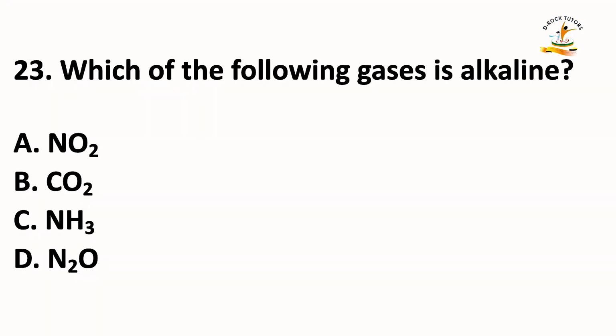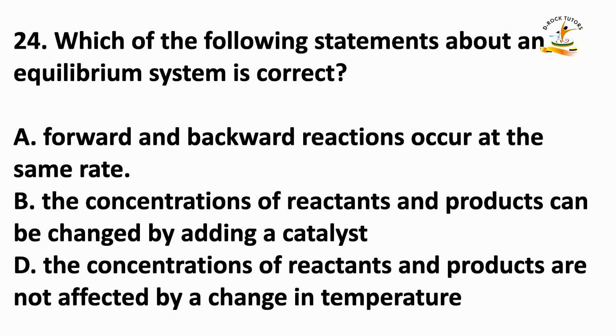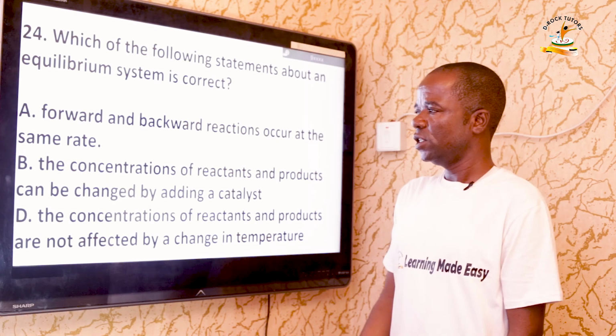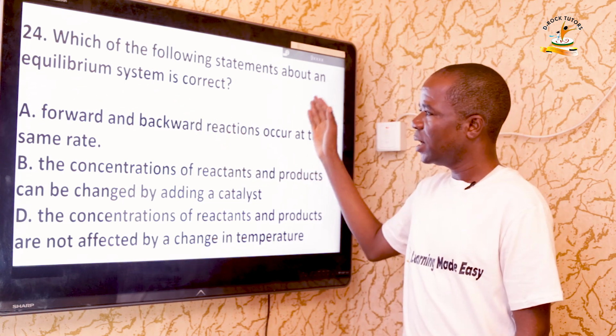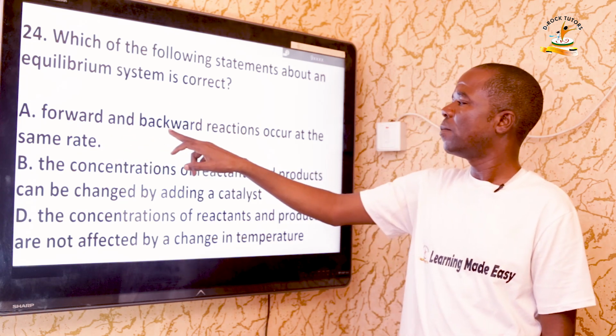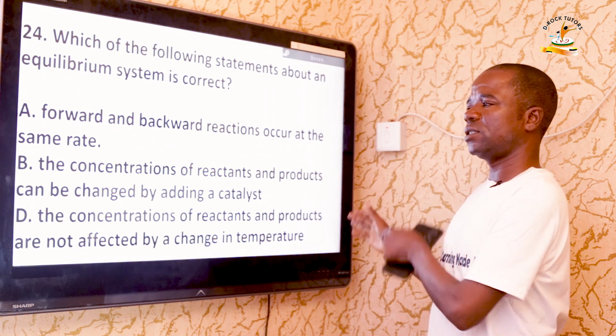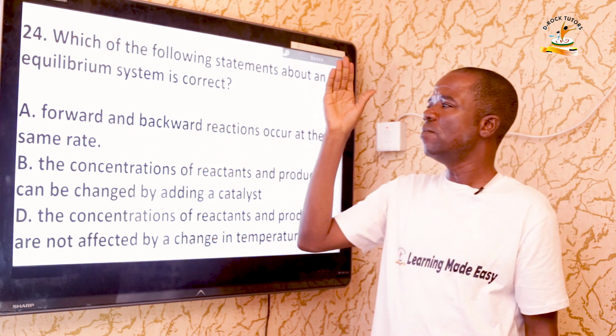Let's go to number 24. Which of the following statements about an equilibrium system is correct? Option A is definitely the correct answer. When a chemical system is in equilibrium, the rate of the forward and backward reaction will be the same. So the forward and backward reactions occur at the same rate.